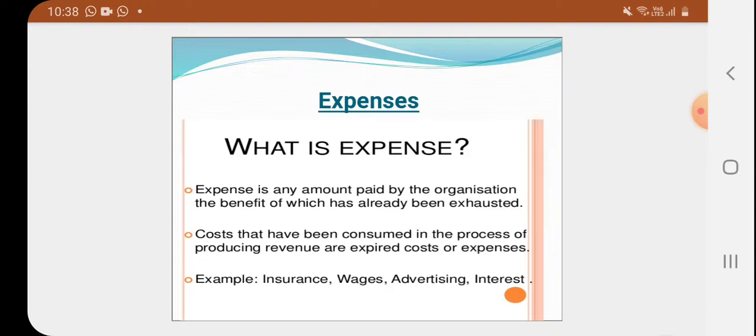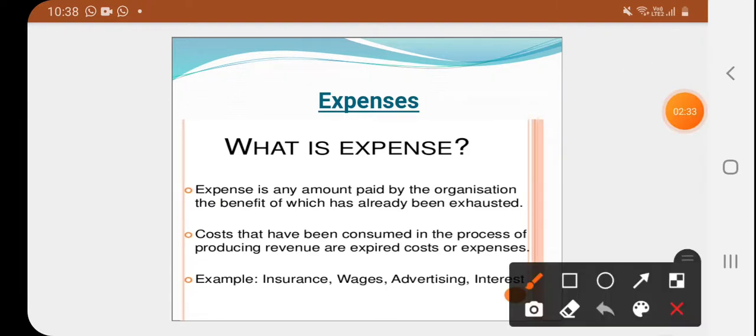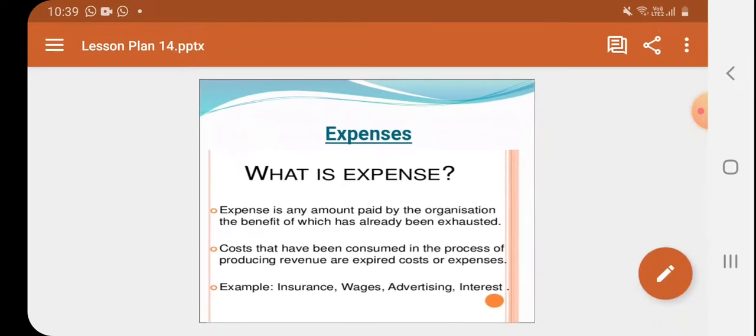Some examples are insurance, wages, advertising, interest. So all the expenses done for keeping the insurance of the things, the wages given to the laborers, the manpower, advertising for promoting the goods, and paying of interest for different plant and machinery. So these all are examples of expense.